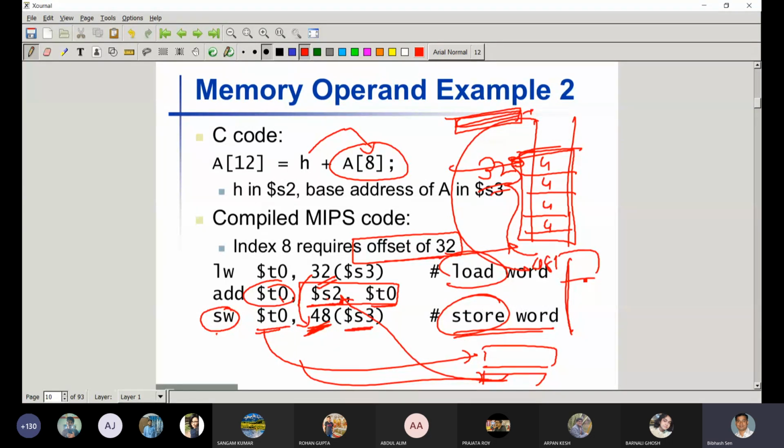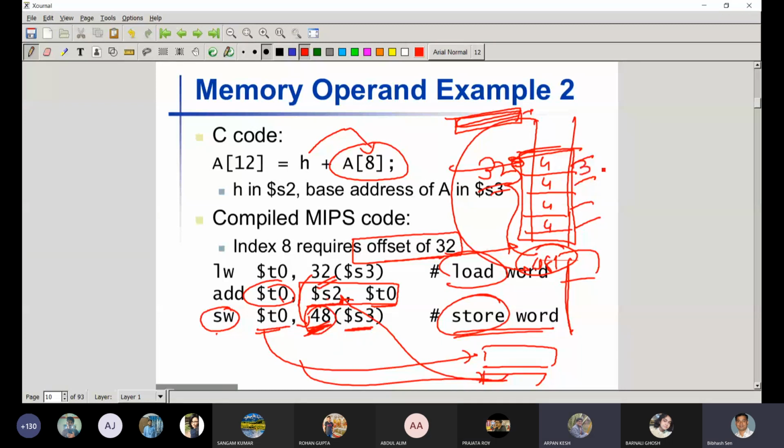Because after 32, you use 4 bytes for each word. So 32 plus 4 is 36, 36 plus 4 is 40, 40 plus 4 is 44, and 44 plus 4 is 48. Are you getting my point? So in this way, after these 4 locations, the next location 48 will be available. Is it clear?